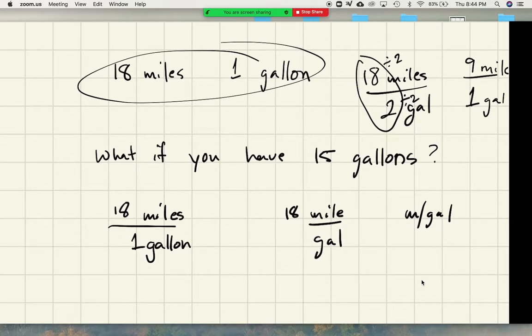And then after that, you just multiply. So basically, to get the unit rate, you just divide the numbers, and then afterwards, multiply for how much you have. Because if you have the unit rate for 18 miles in 1 gallon, and there's 1.5 gallons, I just do 18 times 1.5, or whatever number there is.